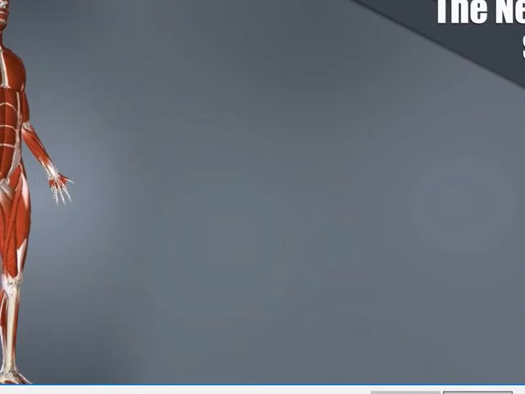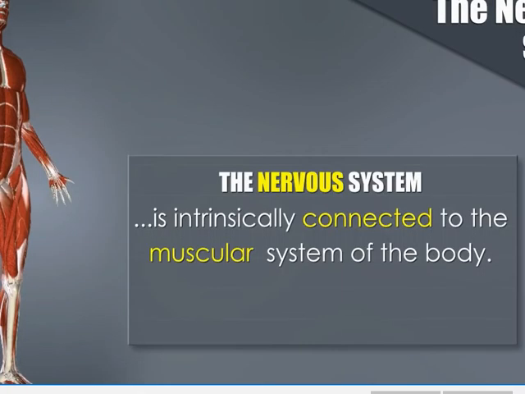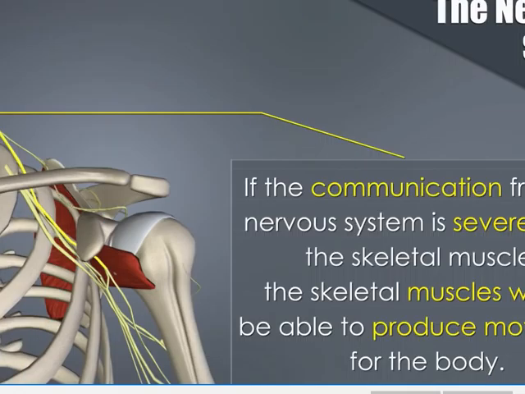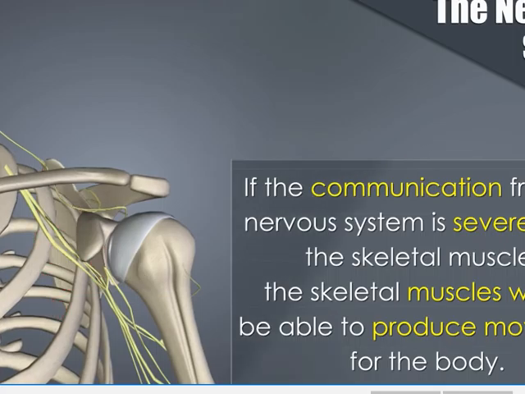While not technically part of the same system, the nervous system is intrinsically connected to the muscular system of the body. It is essential to the voluntary skeletal muscles. If the communication from the nervous system is severed, the skeletal muscles will not be able to produce movement for the body.